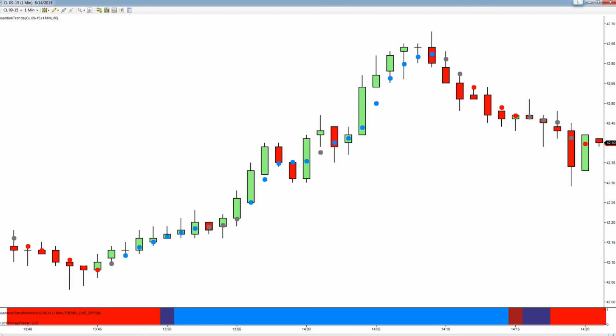In the next video, I'm going to show you how to adjust the settings on the trends indicator to fine-tune it, if you like, to your own particular trading style.